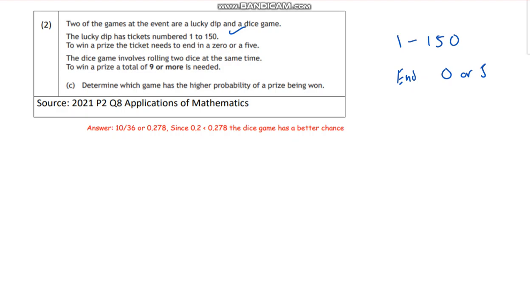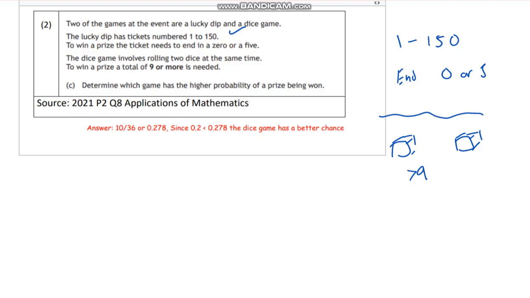The dice game involves rolling 2 dice at the same time. So that's one game. And the other game, we've got 2 dice. Okay. You don't have to draw your dice, but I quite like just visualizing. It involves 2 dice at the same time. To win a prize, a total of 9 or more is needed. So greater than or equal to 9. Determine which game has a higher probability of a prize being won. Okay, well, let's look at the dice then.